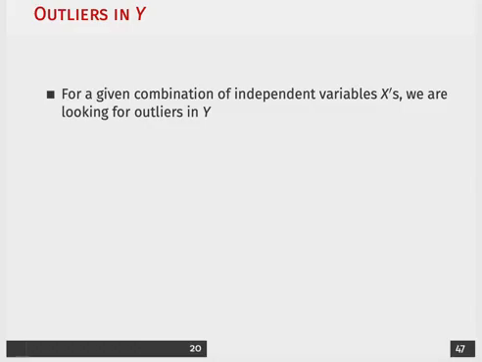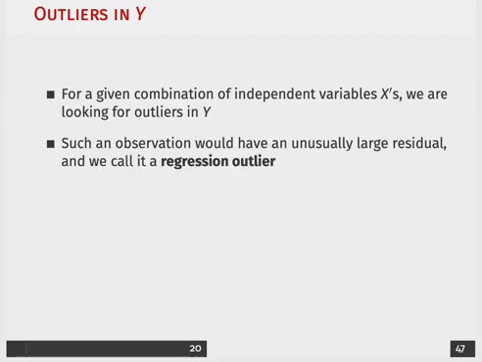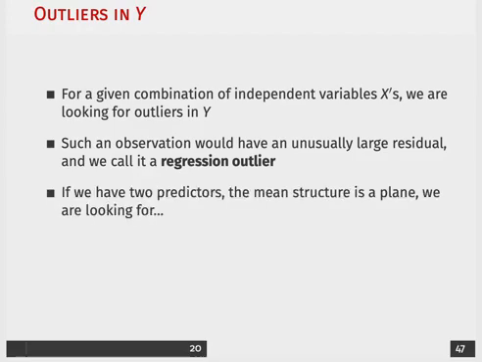Now, we've talked about how to try to go about finding outliers with regard to our covariates and having high leverage. Now, we need to consider outliers in our outcome. And so, for a given combination of our covariates, we need to look for outliers in our outcome. And if we do find any such observations that have unusually large residuals, we're going to call those regression outliers.